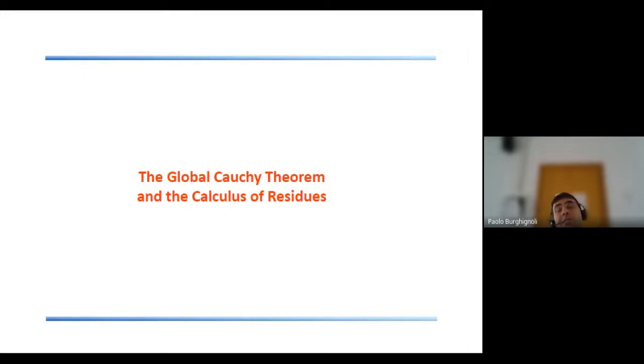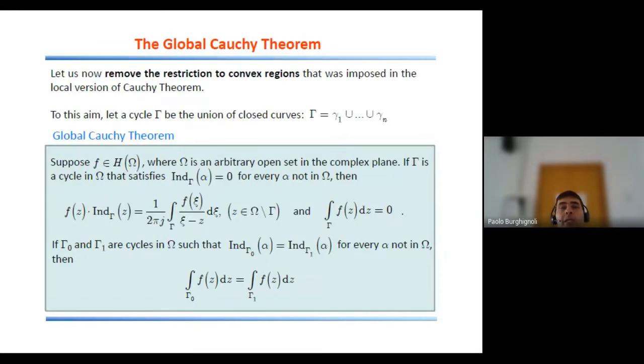Okay, the last part of this lesson will be devoted to the extension of the Cauchy theorem from the local version that we examined so far, which was applicable to convex sets, to more general sets. We will need to define what is a cycle, gamma, in the complex plane. We define a cycle, capital gamma, to be the union of closed curves. So the definition is very simple. And what you see here in the box is the statement of the Cauchy theorem in its global form. Let us read it. Suppose that a function f is analytic in omega, where now omega is not constrained.